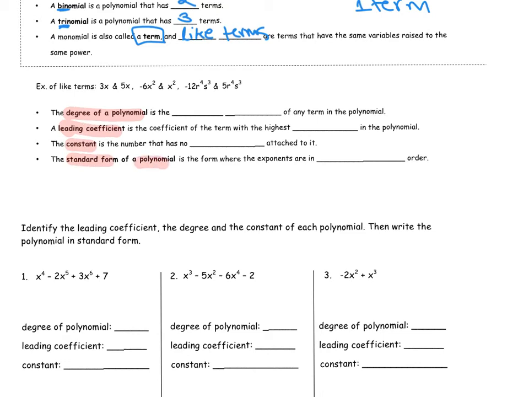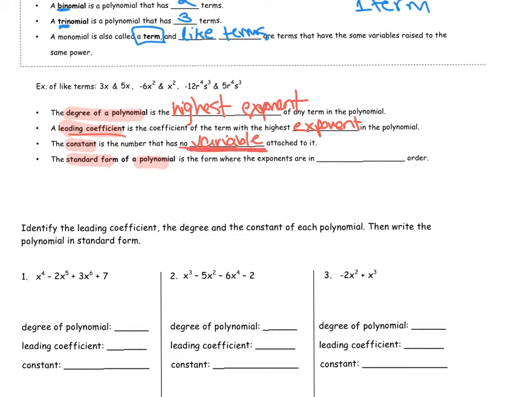Okay, so the degree of a polynomial is the highest exponent in the polynomial. The leading coefficient is the coefficient of the term with the highest exponent, again, in the polynomial. A constant is a number that has no variable, so there is no variable for a constant.